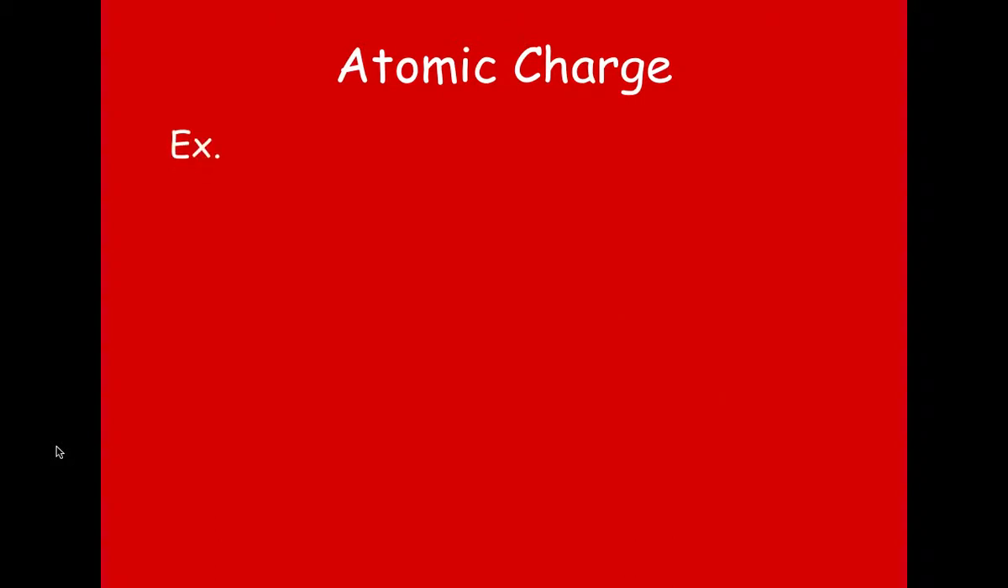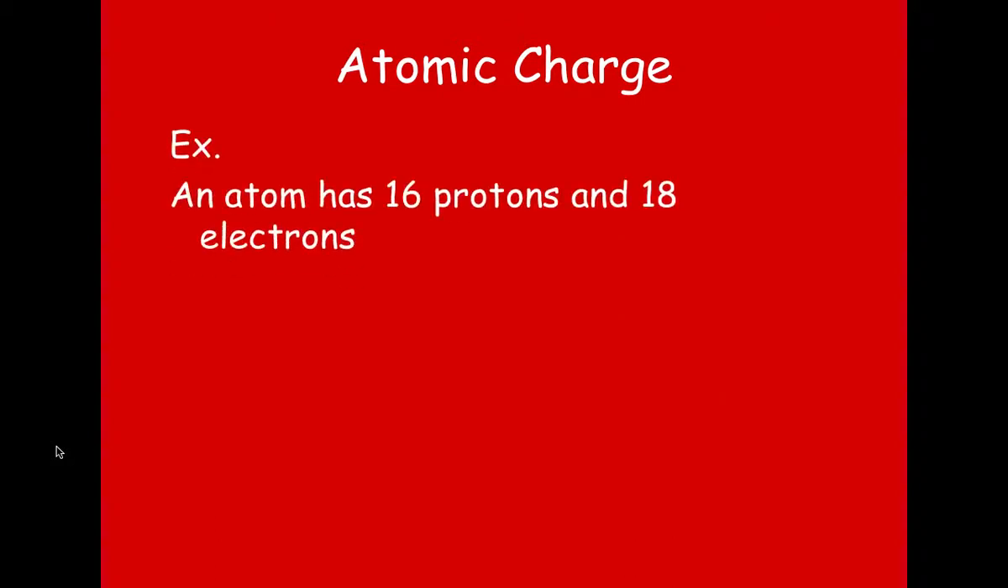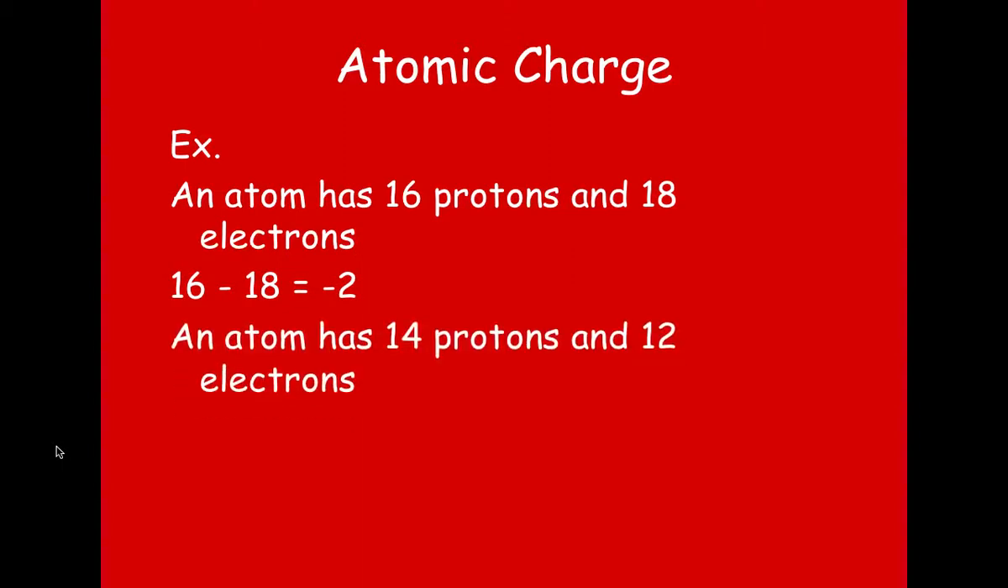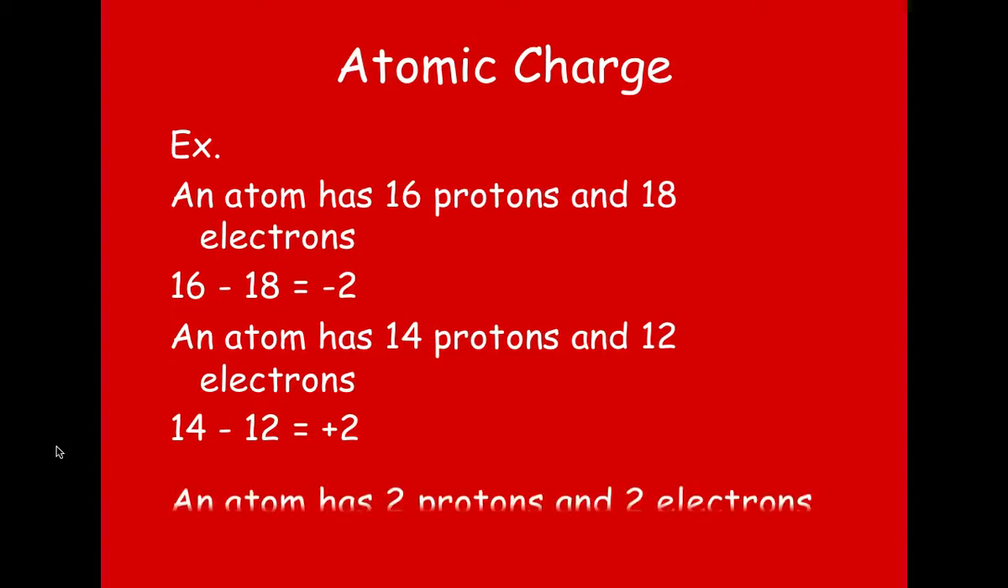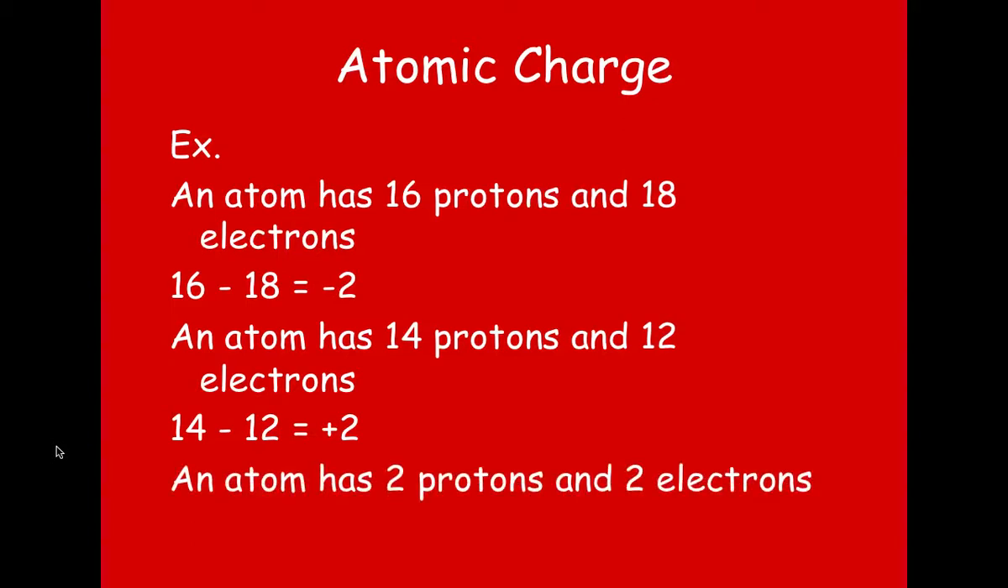Okay, let's look at a couple of examples. An atom has 16 protons and 18 electrons. So I take protons minus electrons, and my charge is -2. If I have an atom that has 14 protons and 12 electrons, when I subtract those, I get a charge of +2. And that's a great example of where you have to have the plus sign listed. The last example is where I have 2 protons and 2 electrons. And in this case, when I do the subtraction, I get a charge of 0. In other words, that means my atom is neutral.